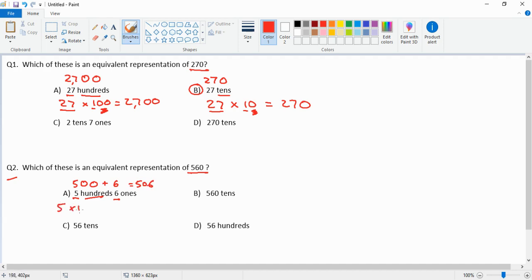The other way is 5 times 100 plus the 6 times the 1. Well, 5 times 100 is 500. 6 times 1 is 6. That equals 506. Two ways to solve the same problem. B, 560 tens. Well, already we know it's not it, just by looking. 560 tens is more than 560.